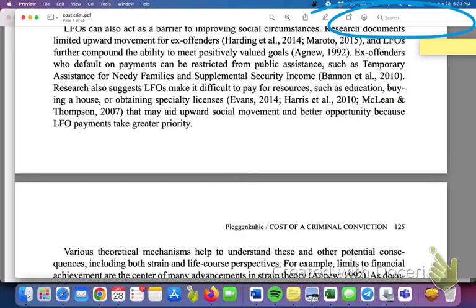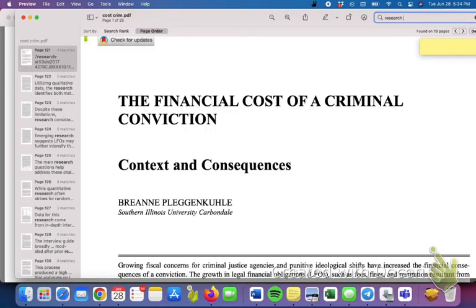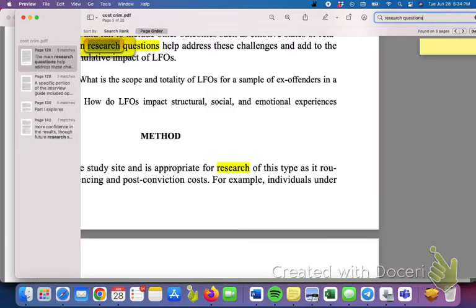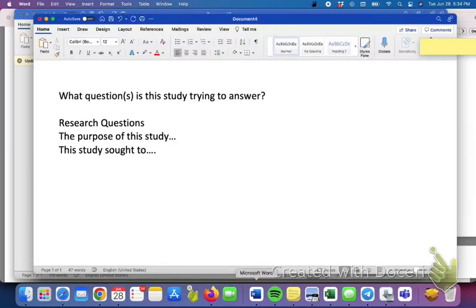This search box up here at the top of a PDF document is awesome, because I can type in there research questions, and then voila, there they are for this article, highlighted in yellow. But again, you know that it doesn't always spell out, so you can actually search purpose of this study. This study sought to. Look for those words, and that will give you a really good idea of what it is exactly this study is trying to accomplish, which in my opinion really means what question or questions was it trying to answer.